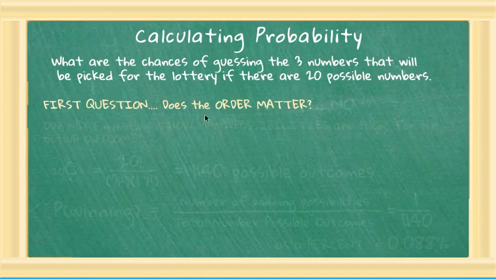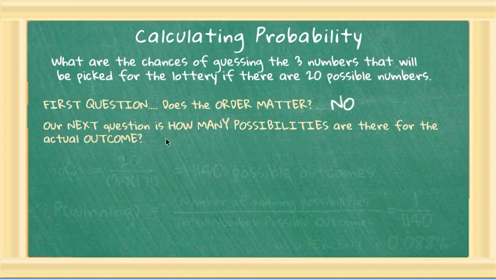So the answer here is no. I'm picking three numbers out of the 20. It's not going to matter which one got picked first or second. We just have those three numbers as our winning combination. Okay, now next thing we want to know is how many winning possibilities are there? Actually, let's start with how many total possibilities of everything that could happen first, and then we'll go into the winning number.